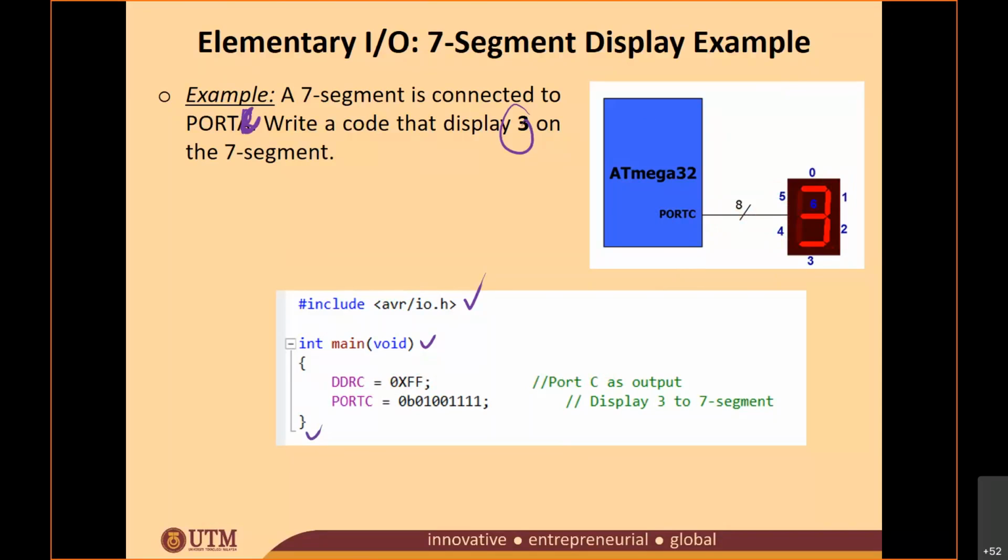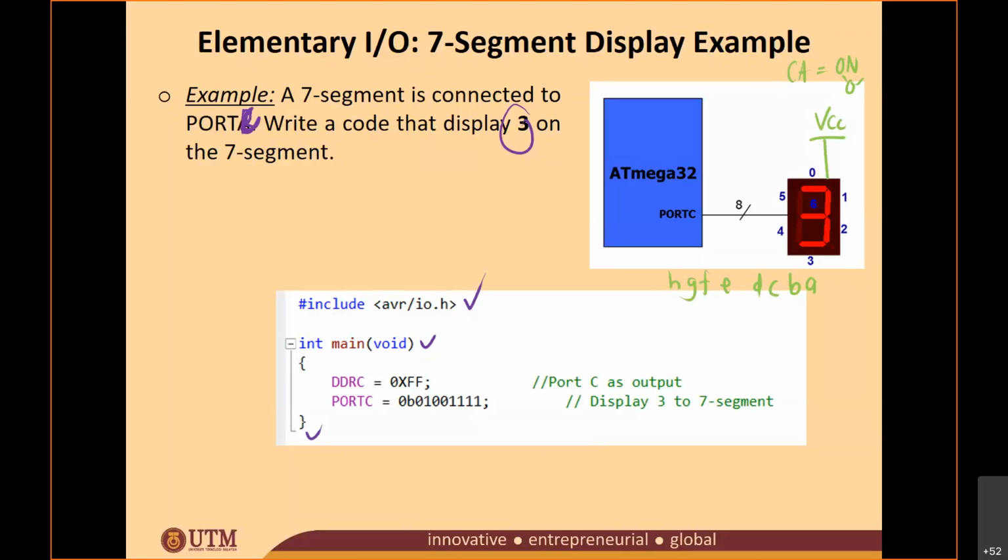Assume that in this case I'm going to use a common anode. Let's say my 7-segment display is a common anode. For common anode, you know that to turn on, you need to give 0. Right? Now you're going to display number 3, so you need to find out what value you need to send out to your port C: A, B, C, D, E, F, G, and H.